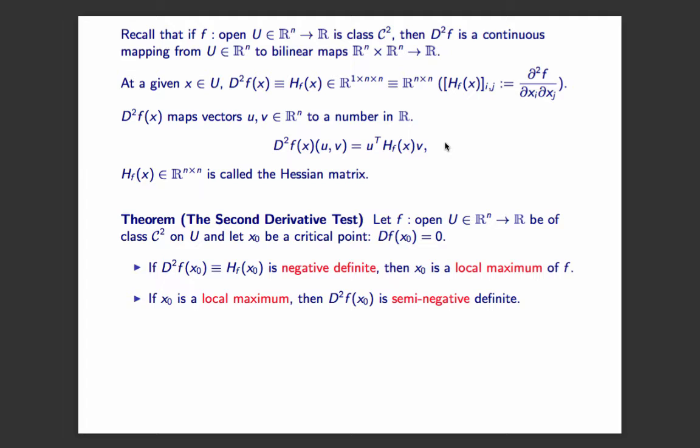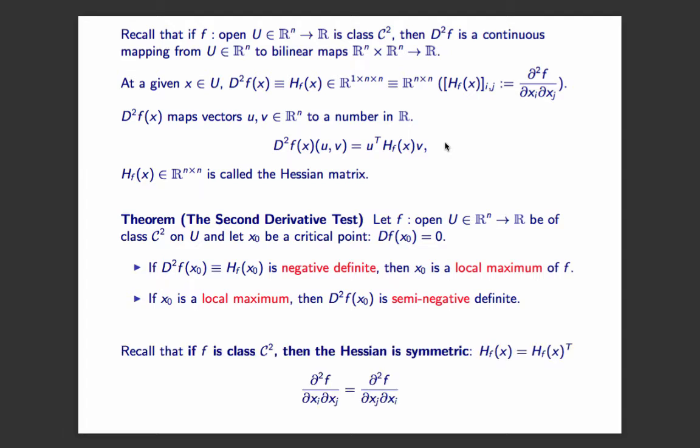So if f maps an open subset of Rn to R is class C2 on U, and x0 is a critical point, that is, the derivative is zero, then if the Hessian is negative definite, then x0 is a local maximum. And if x0 is a local maximum, then the second derivative is semi-negative definite. So we don't precisely get an if and only if.